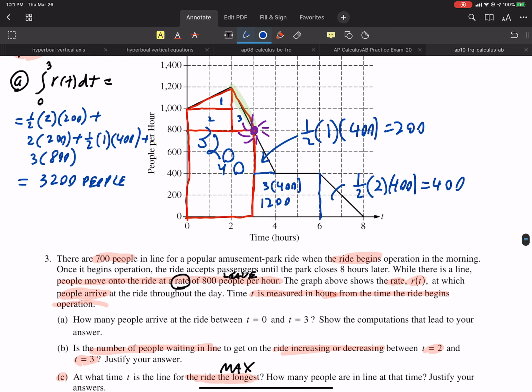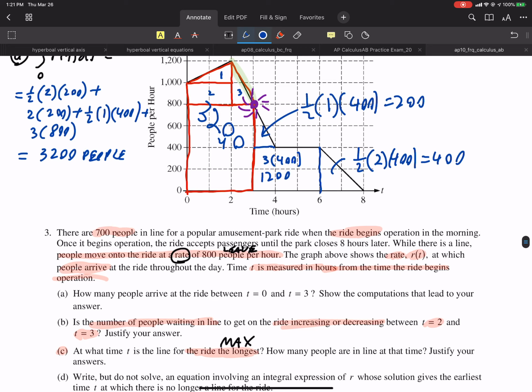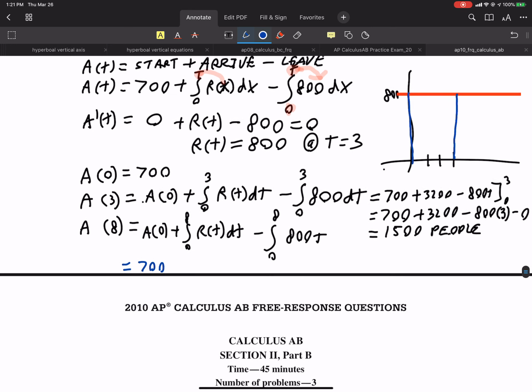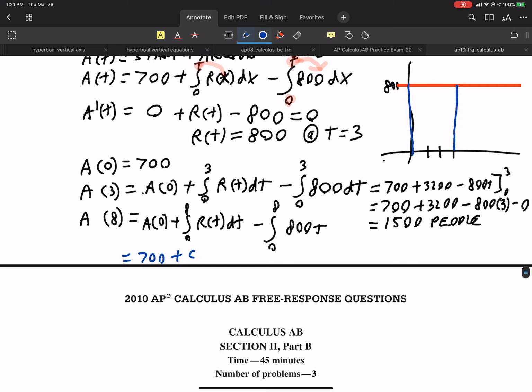It should be done down below, but for time reasons, I'll just leave it up there and not take the time to transfer below. But 3,200 plus 1,200 gives us 4,400, plus 400 more, 4,800, plus 200, that's going to be 5,000. So this integral will be 5,000. And this is going to be 800 times 8. You could think of it as a rectangle with a height of 800 and a width of 8. Or you can do the antiderivative and do all that work.